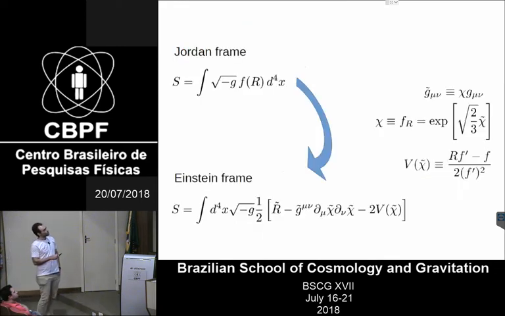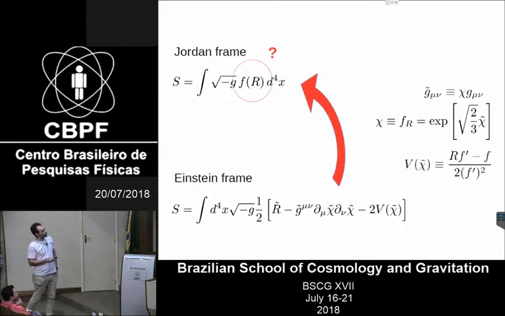Right? So in a nutshell, we start in Jordan frame with an f of R theory, and I make these new definitions, the conformal transformation, the definition of tilde chi, and the potential for this tilde chi field, and then I end up with a standard Einstein-Hilbert Lagrangian with a standard kinetic term and a standard potential given by this. So the question that we posed ourselves was, well, what happens if I start in Einstein frame with a given potential, a standard one, and then go back to Jordan frame?